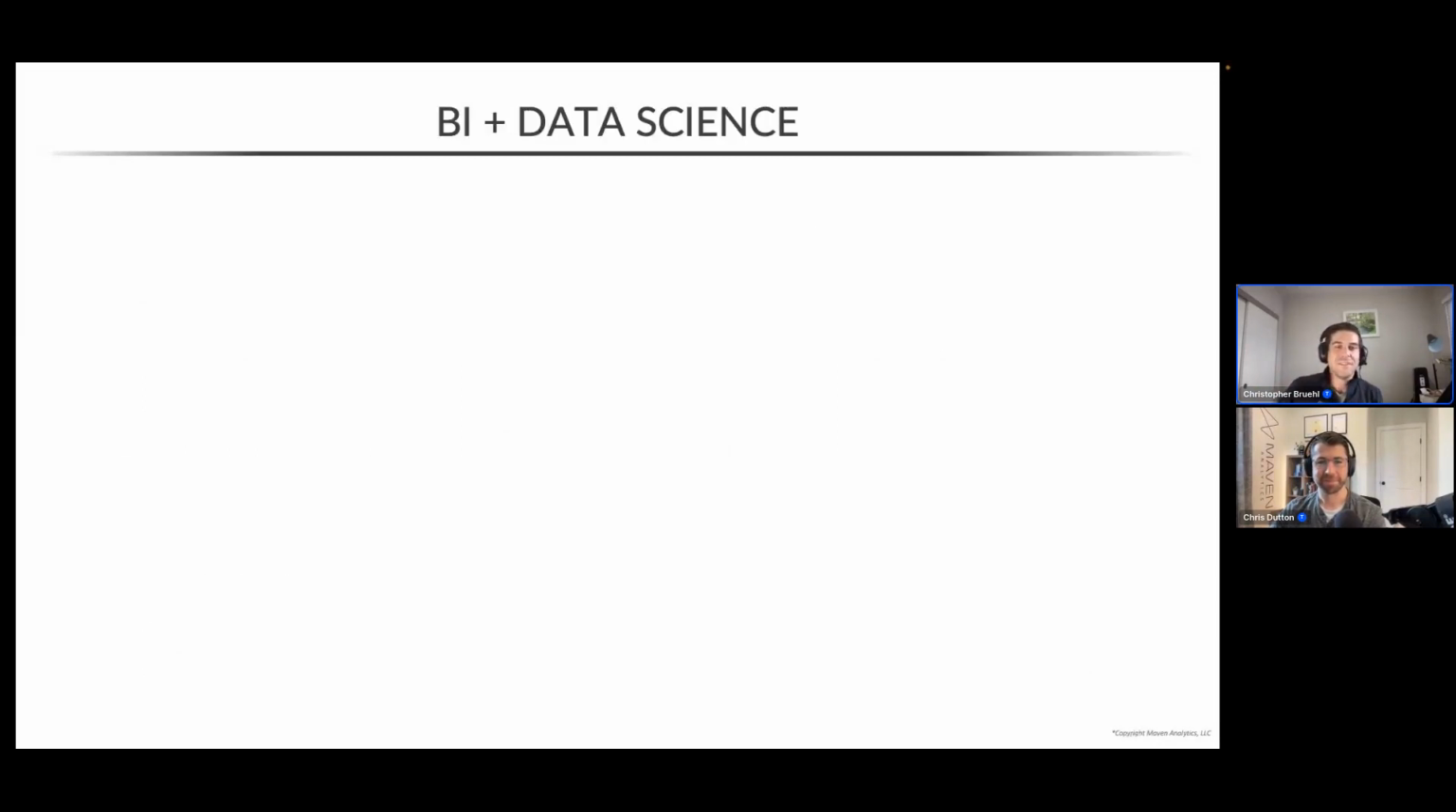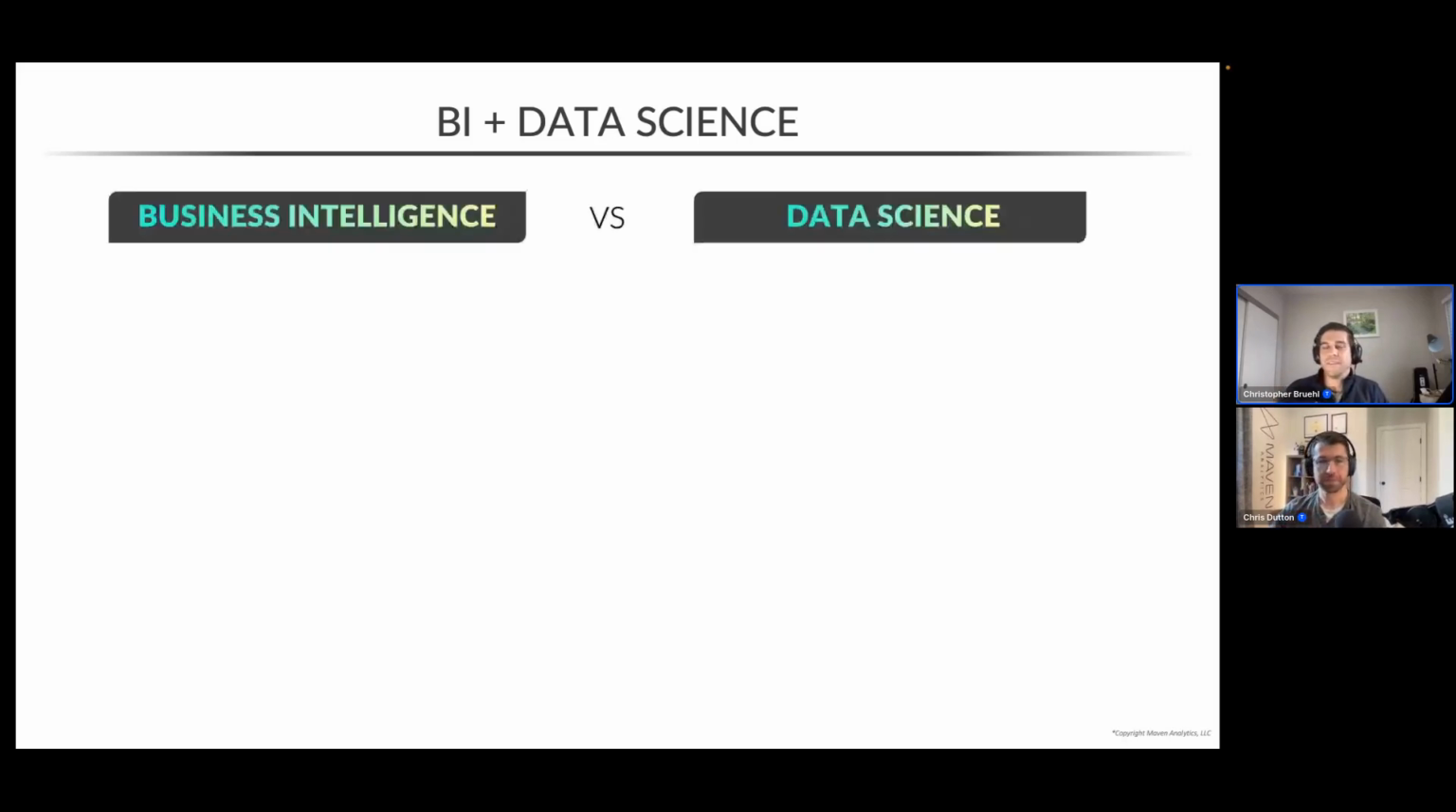And so one other conversation that you might hear in social media on LinkedIn is business intelligence versus data science. And at Maven, we take a little bit different view of this conversation. We argue that it's business intelligence plus data science. And so while both of these roles have distinct responsibilities and tasks, there is some overlap. And again, if you're able to play on both sides of this, you're only going to be stronger at either role.